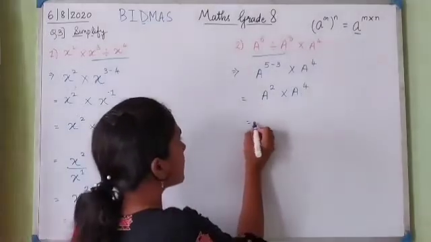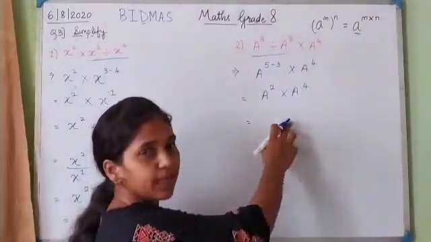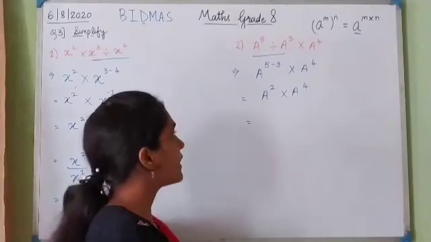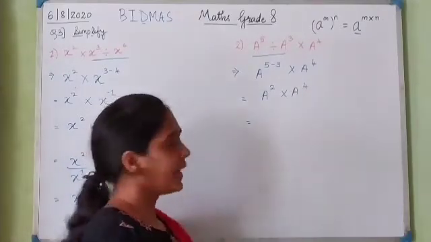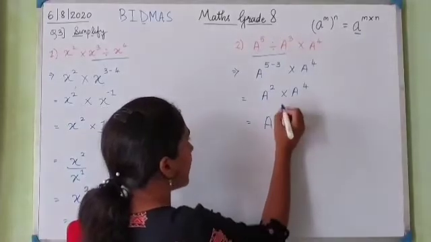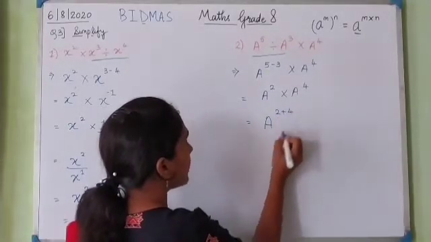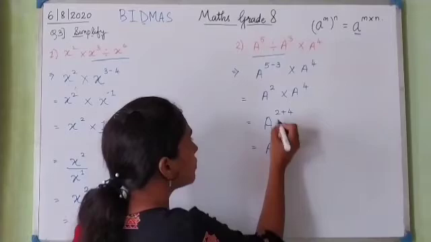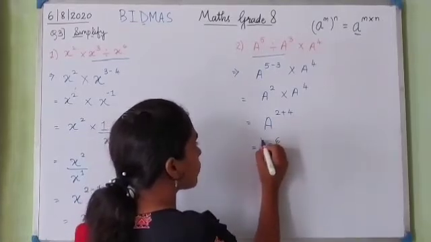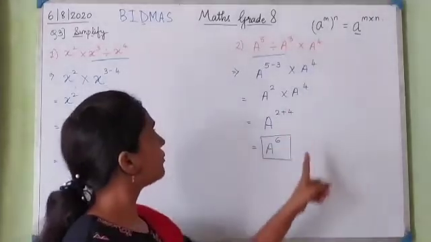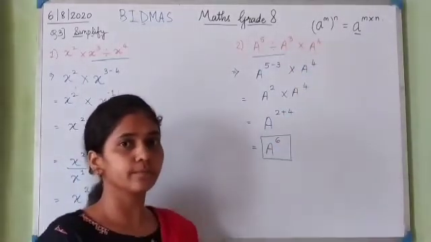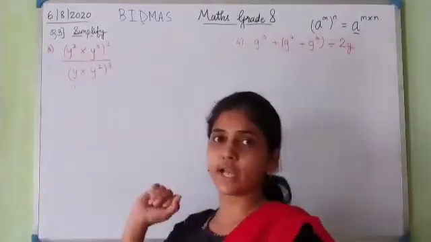Okay. Now the bases are same, powers are different, they are multiplied. So according to first law of indices, what we do? We add their powers, right? So the base remains the same and their powers get added. 2 plus 4. So this is a raised to 2 plus 4 is 6. So a raised to 6 is our final answer, the simplification of the given question. Okay, now we go to the third example.